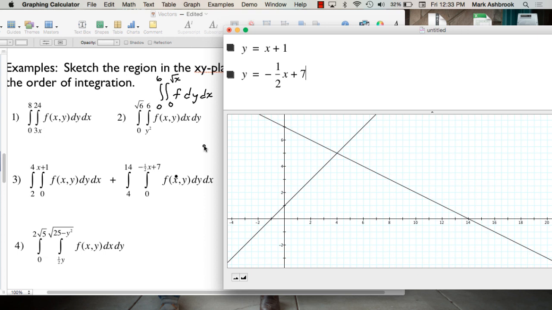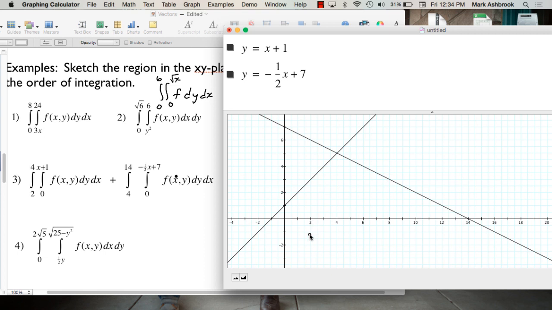Okay, so here's this next one. I've graphed these 2 lines. So 0 to x plus 1, this is y equals 0. Are you guys done with number 3, or are you still working on it? Okay, keep working, and I'll keep working on number 3.